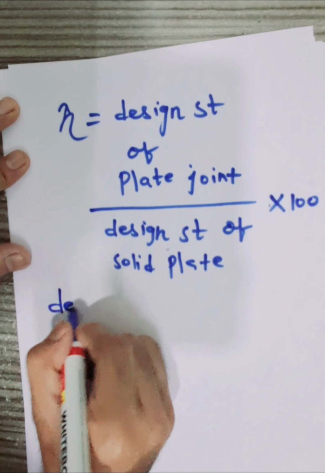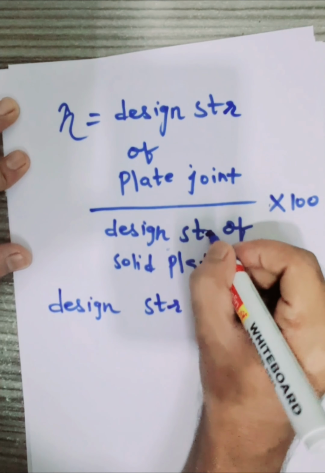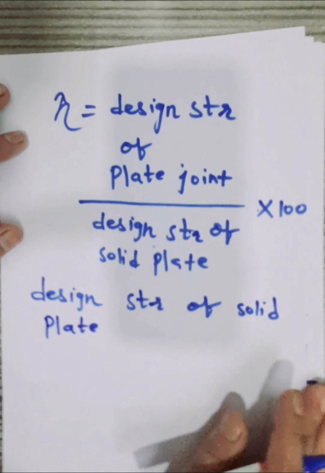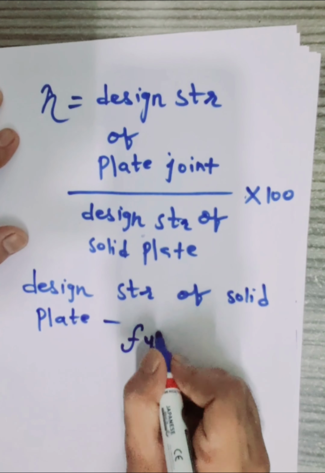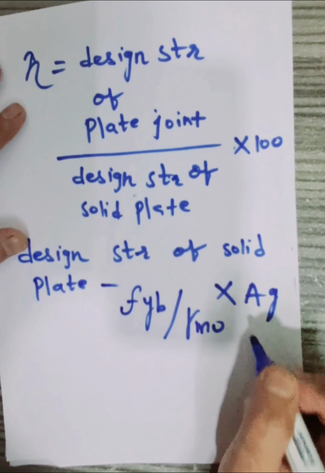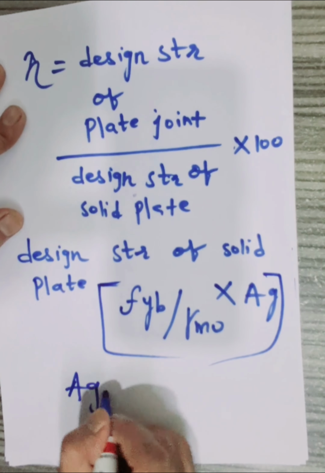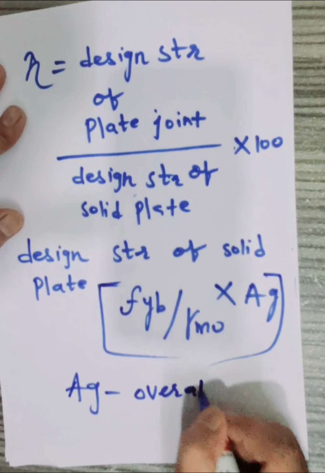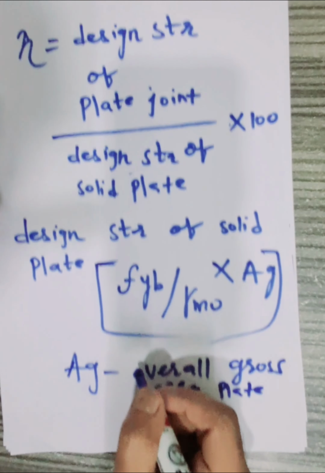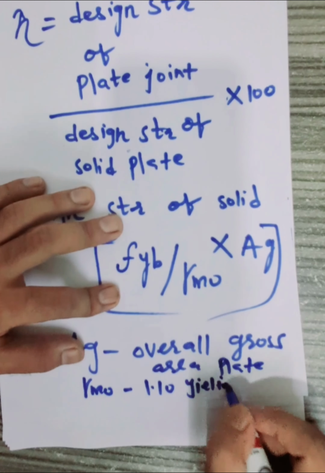Next, you need to find the design strength of solid plate. Design strength of solid plate is nothing but FY divided by gamma m naught into AG. AG is your gross sectional area, the overall gross area of plate. Finally, gamma m naught is 1.10, the yielding partial safety factor.